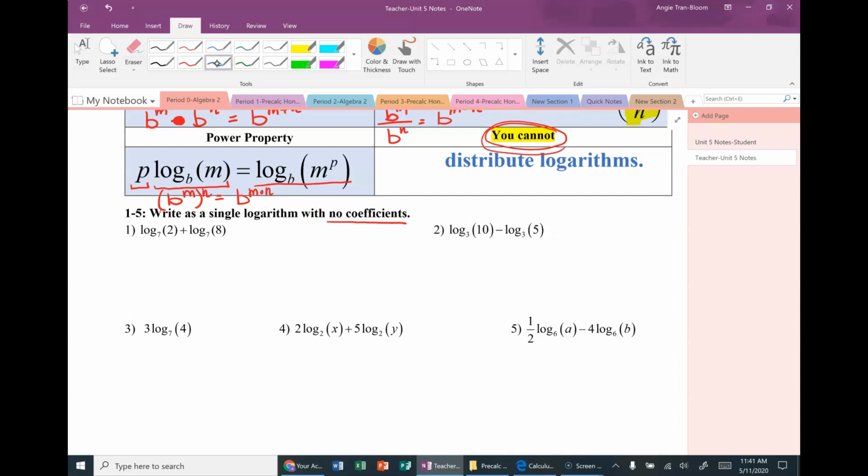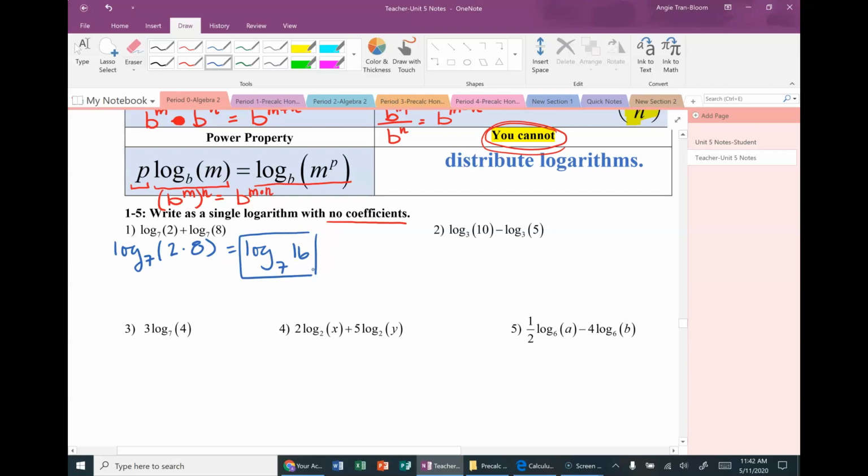So number 1, log base 7 of 2 plus log base 7 of 8. The bases are the same and it is addition. So it becomes a multiplication. And no, you don't multiply the log either. So when you rewrite it as one single log, it becomes log base 7 of 16.